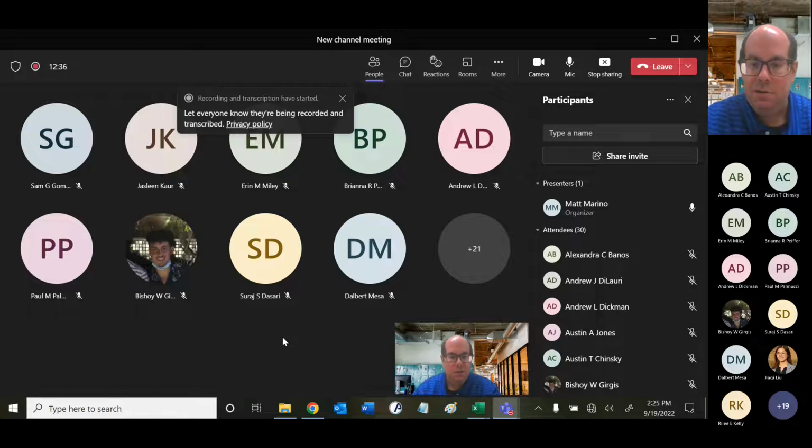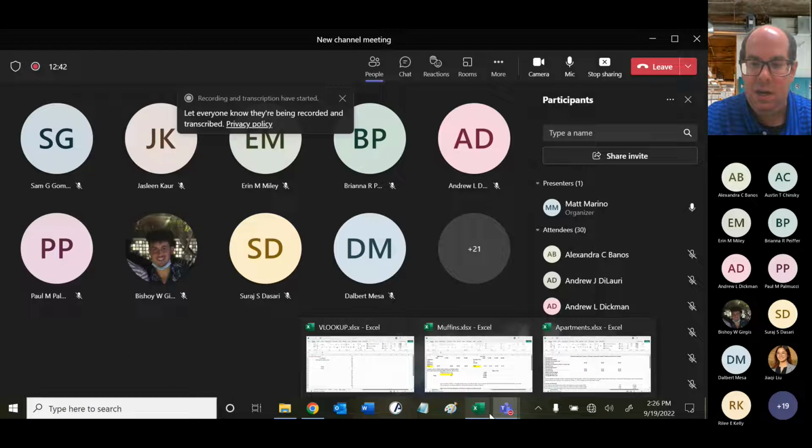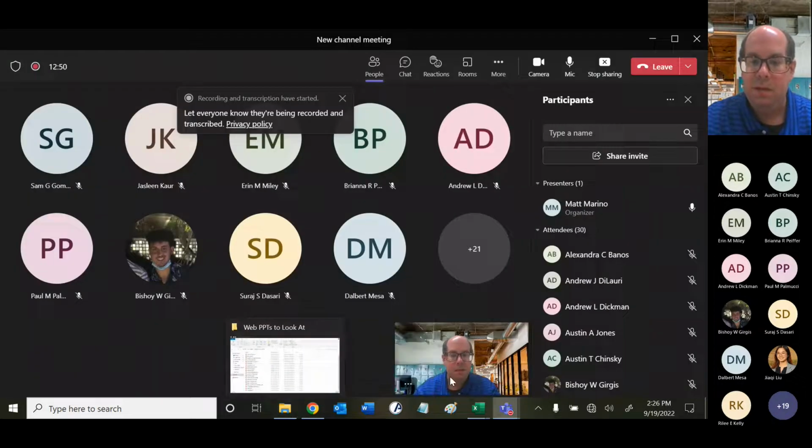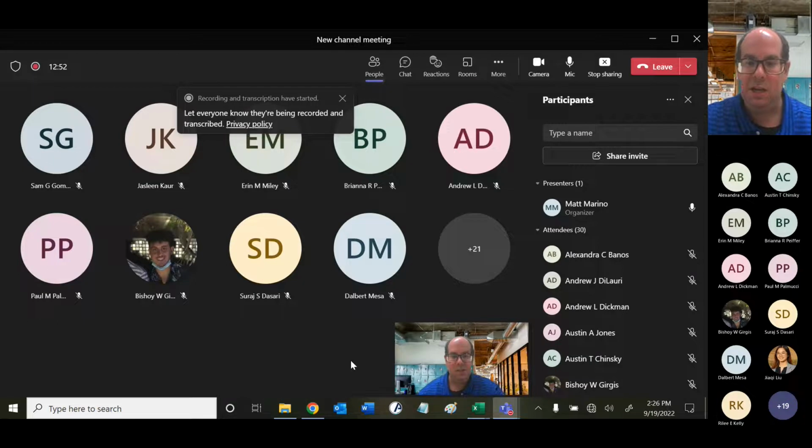So there's 3 things we're going to go over today. Primarily VLOOKUP. Then we have a buy or make example, and then a build or do not build example. So VLOOKUP, there's nothing homework-wise associated with it, but I have to go over it because it's on the exams. So we'll go over VLOOKUP nearest match and VLOOKUP exact match.